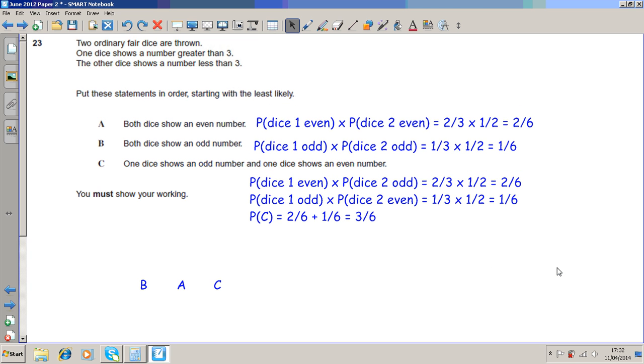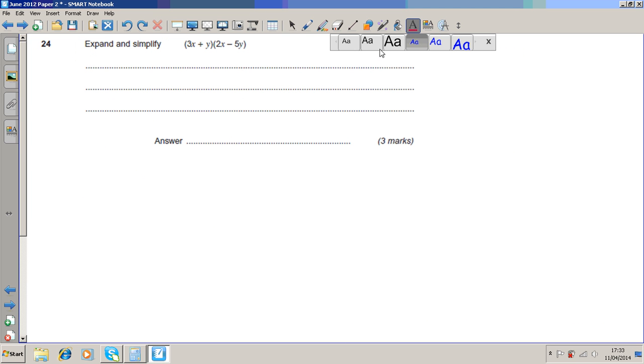Again, I'm sure there's different ways of doing that with tree diagrams or something like that, but that's the way I'd do it. 3 marks. Alright, next one, expand and simplify.